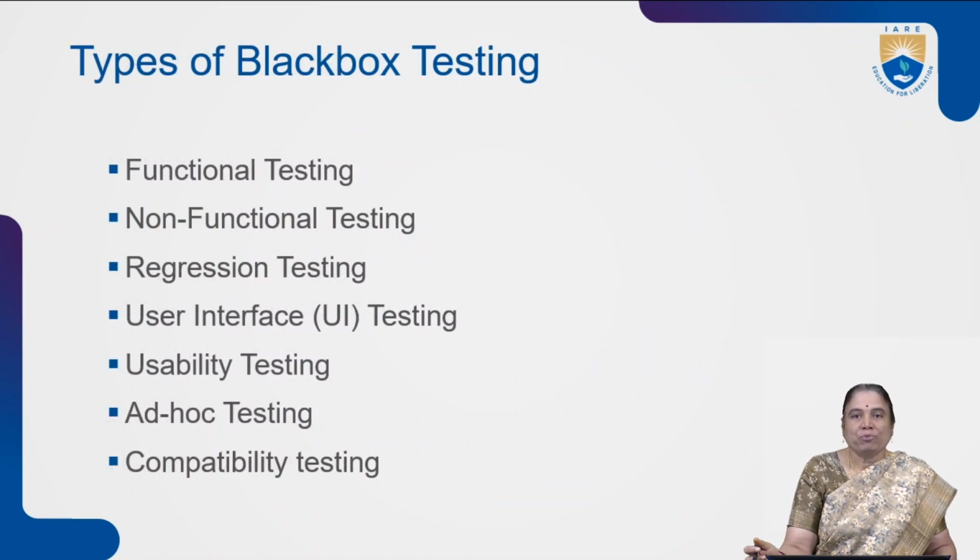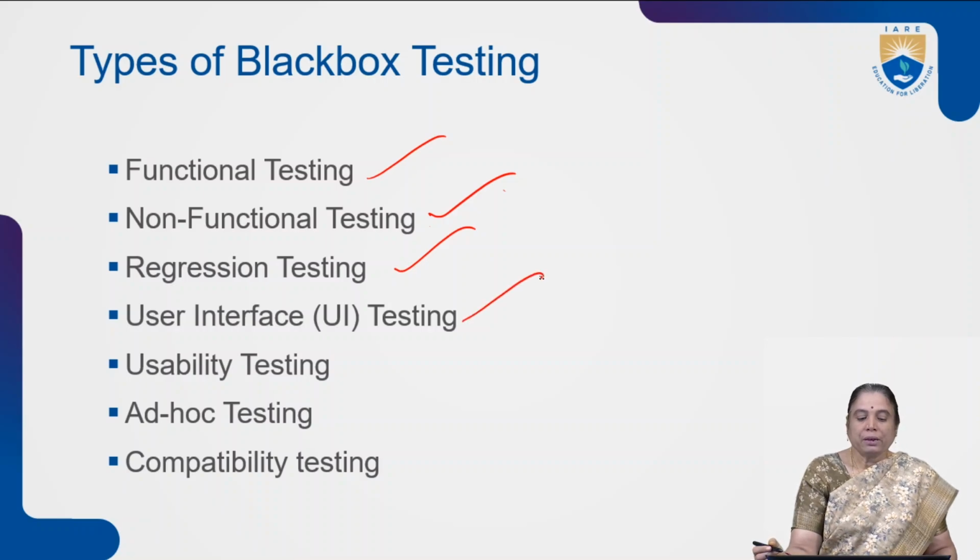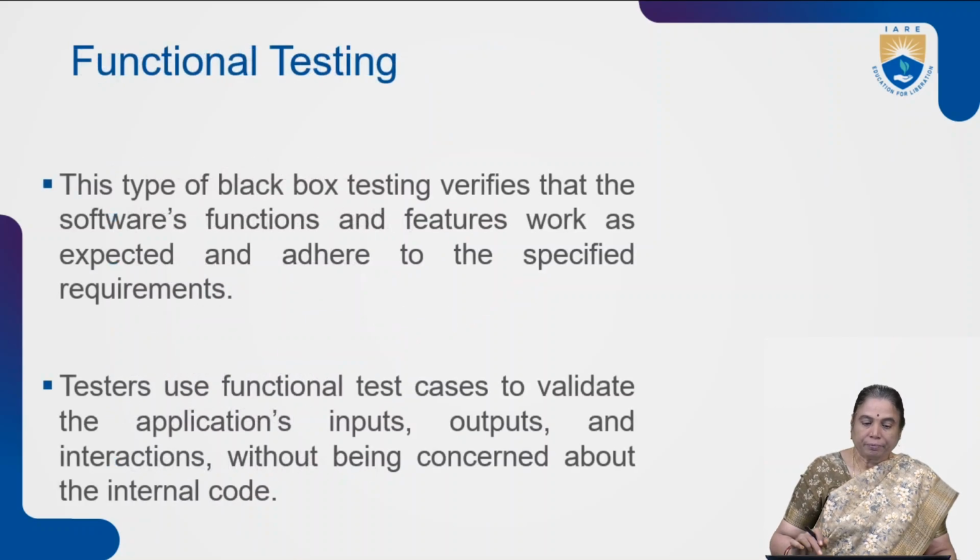What are the types of black box testing? A variety of black box testing techniques are available. One is functional testing. Second is non-functional testing. Third is regression testing. Fourth, user interface UI testing. Next, usability testing. Next, ad hoc testing and compatibility testing. These are the categories of black box testing.